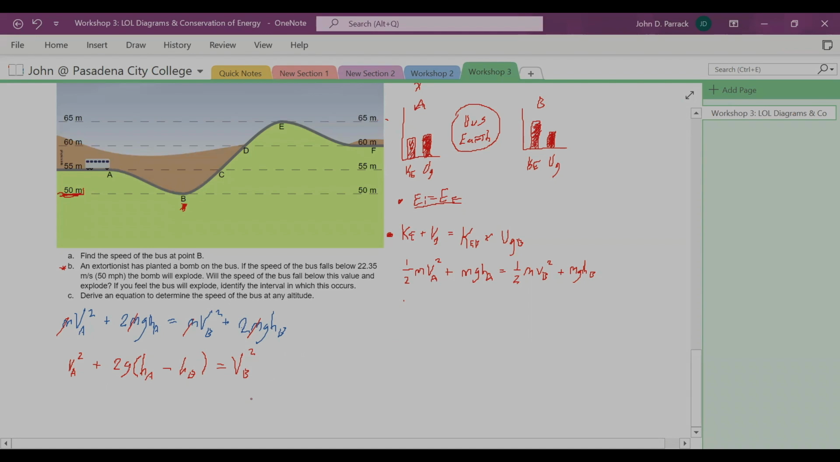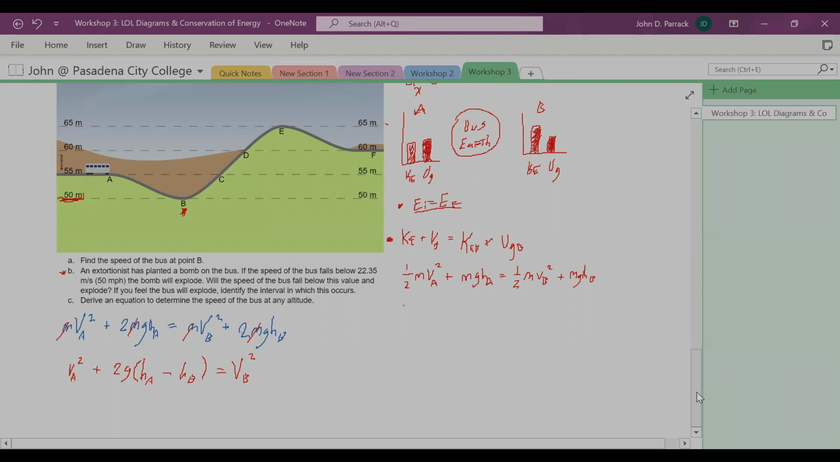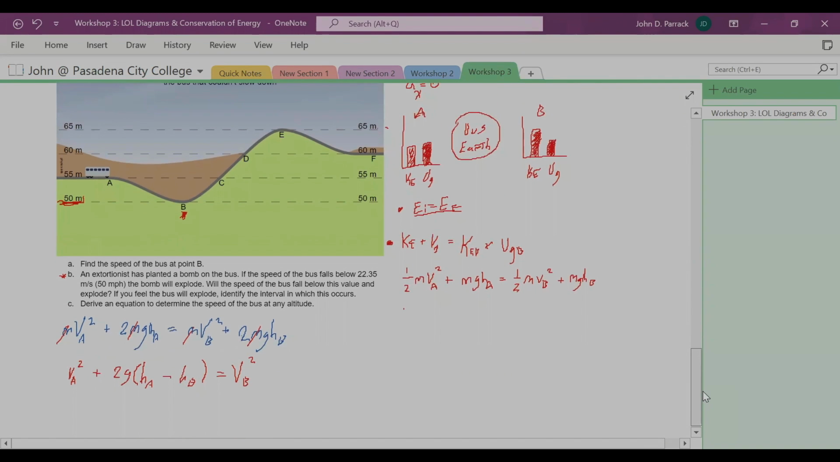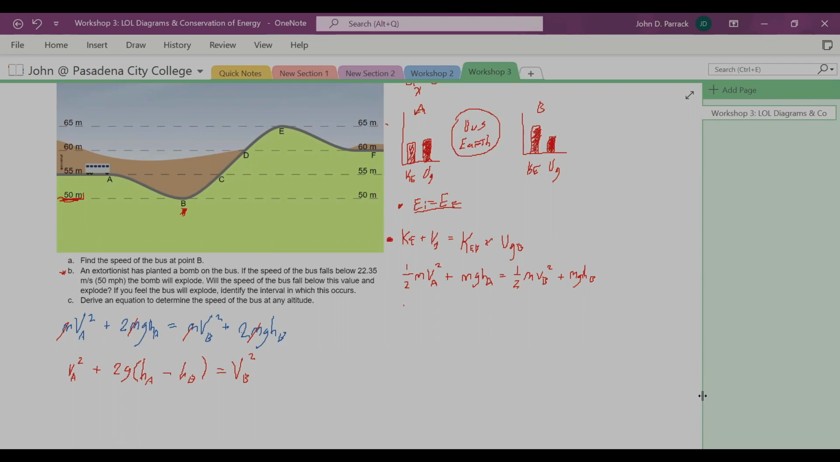Let's punch that into our calculator and calculate VB. You guys do it at home. Make sure I don't make any mistakes on my calculator here. Our initial speed was, I think, 26.82 meters per second. We're going to square that, then add 2 times 9.8. And then we're going to add the difference in the height, which is 5 meters. Plug that in, and take the square root of the answer.